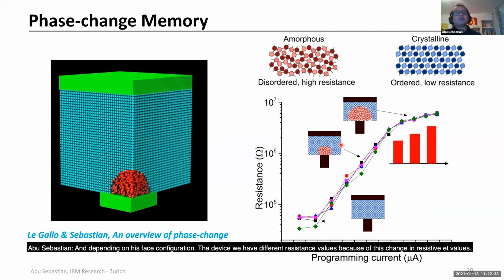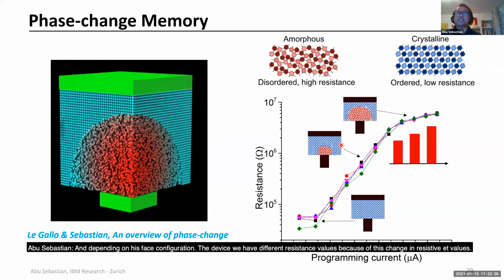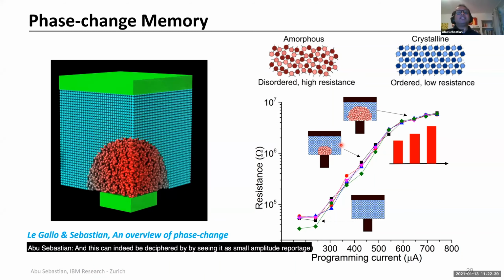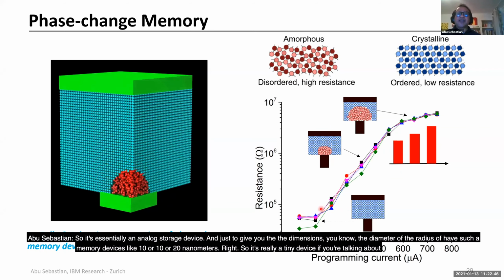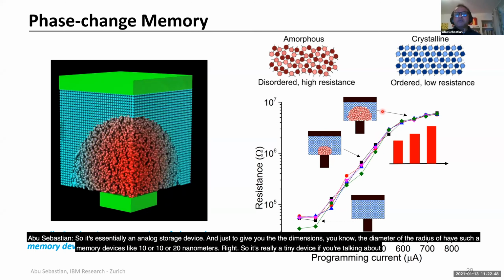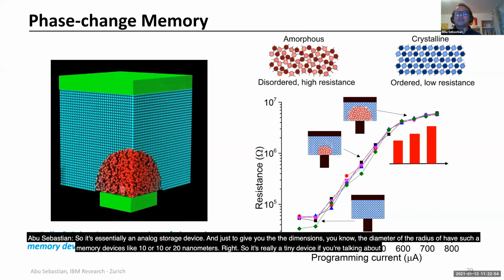And depending on this phase configuration, the device will have different resistance values because of this change in resistivity values. And this can indeed be deciphered by biasing with a small amplitude read voltage. So it's essentially an analog storage device. And just to give you the dimensions, the diameter or the radius of such a memory device is like 10 or 20 nanometers, right? So it's really a tiny device that we're talking about.